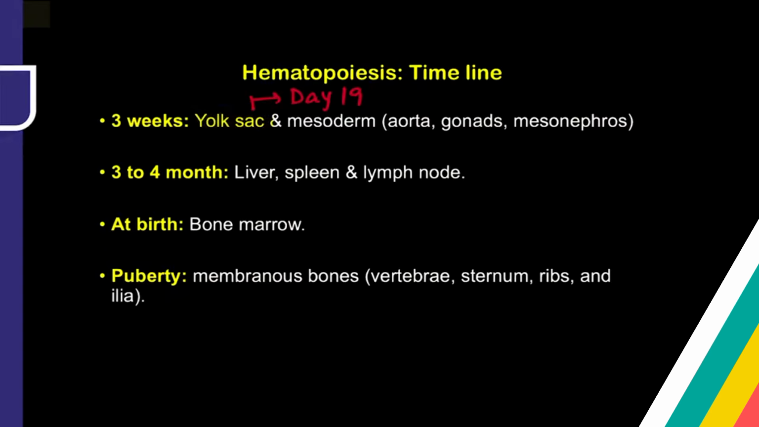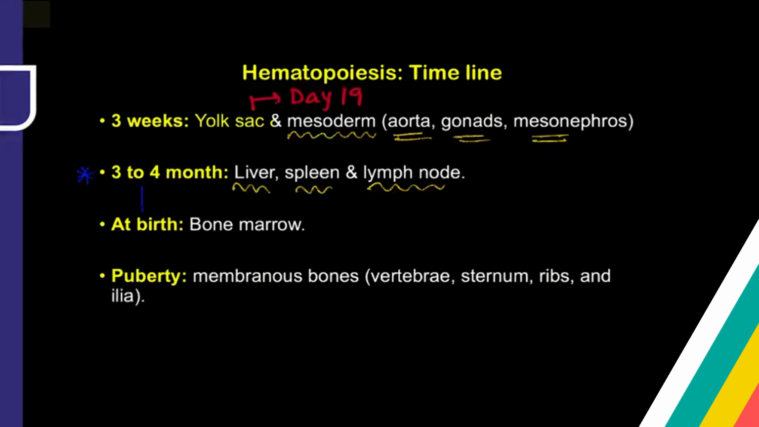Along with the yolk sac, up to the third week of gestation, hematopoiesis also occurs at the level of mesodermal structures, for example, aorta, gonads, and mesonephros. Then this hematopoietic activity shifts from the yolk sac and mesodermal region to the level of liver, spleen, and lymph node. So, in and around 3 to 4 months of gestation, the major hematopoiesis occurs from the liver as well as the spleen and lymph node. Then, hematopoiesis will shift from these organs to the bone marrow, where adult hematopoiesis also occurs.